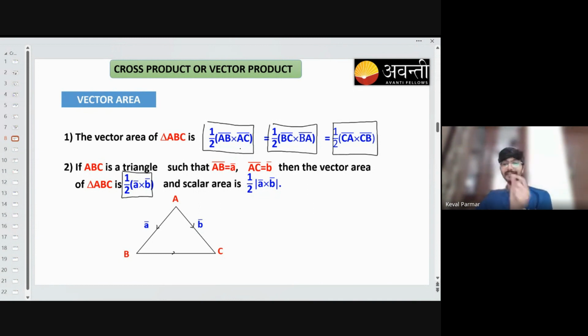Vector area means it will have direction. Now, if we do not want direction, then we can simply find its magnitude by putting mod, as you can see here. If we use magnitude, the unit vector will go, and then we'll only be left with a scalar quantity. So if vector area is asked, do not use mod. If only area is asked, use mod. Many times vector area is never asked in JEE. It's mainly asked in physics questions, but still we covered that part here. Got it? Let's move on to the next.